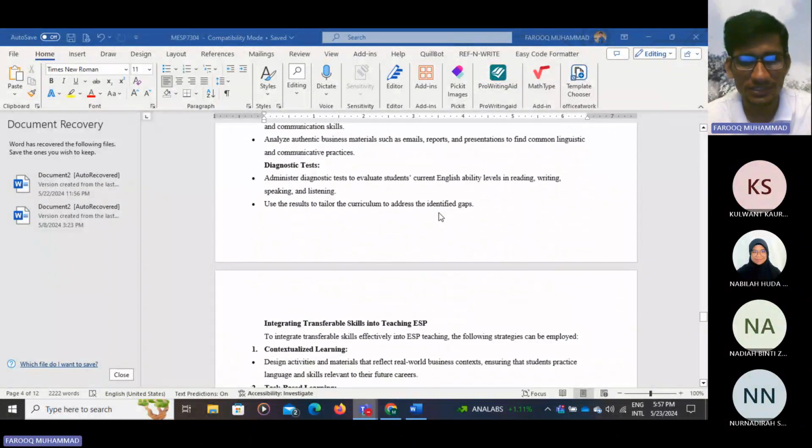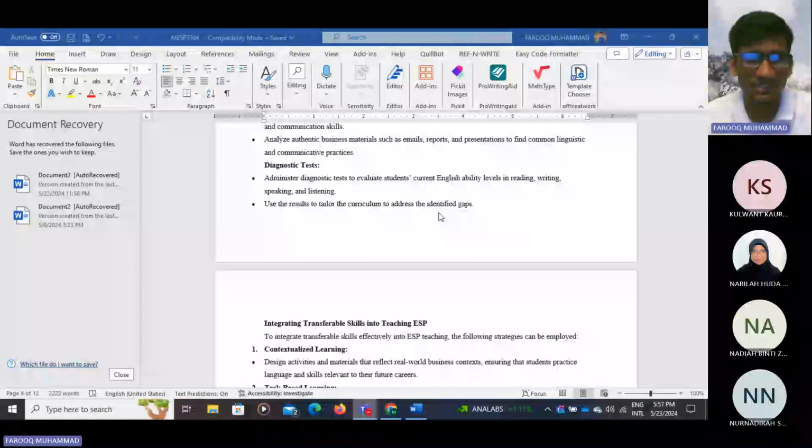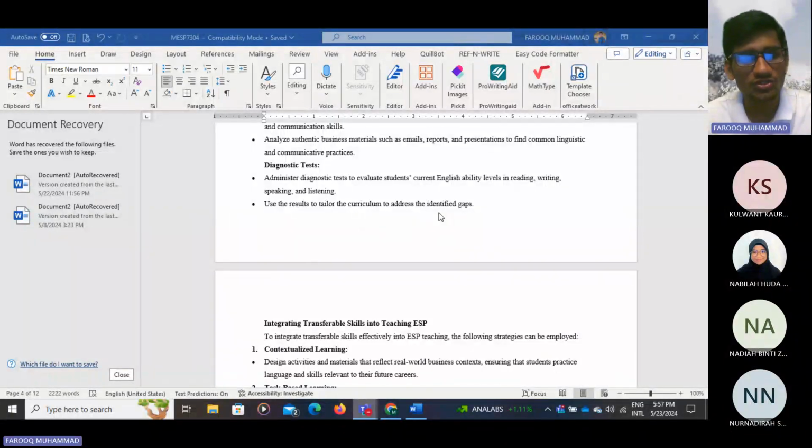The last one will be the diagnostic test. After all these things, what capability is a student having? Administer a diagnostic test to evaluate students' current English ability levels in reading, writing, listening, and speaking. Also use the results to tailor the curriculum to address the identified gaps. So if they are having more problems in reading and writing, our curriculum should focus more on reading and writing besides speaking and listening.